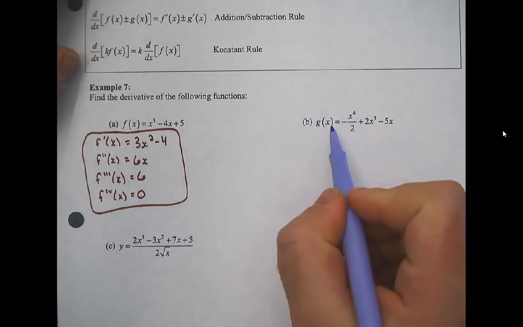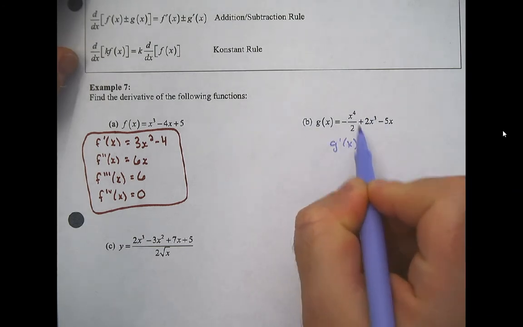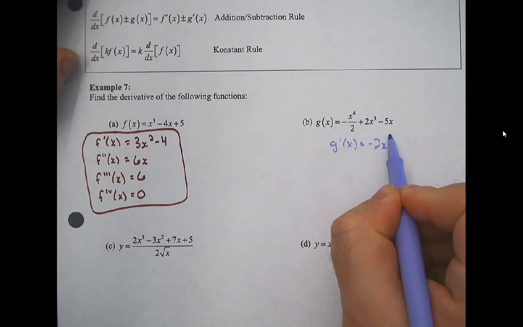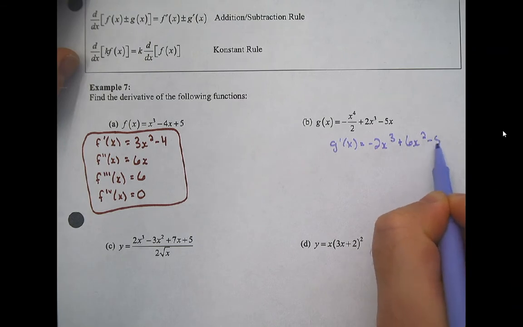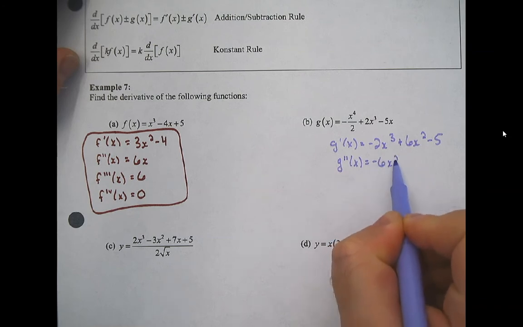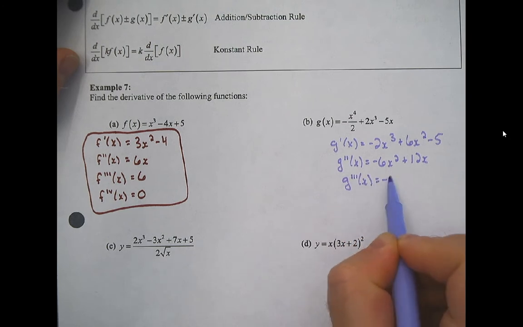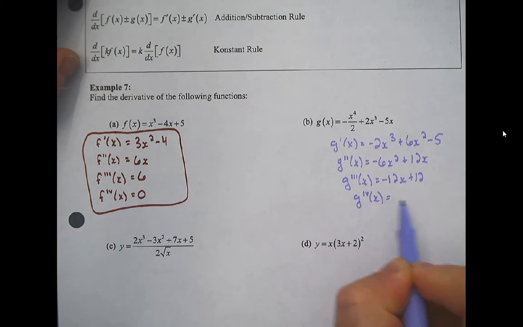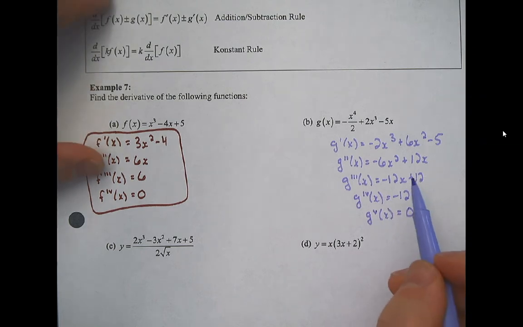All right, let's see how you did. I don't need to do a rewrite at all, so I can just start deriving. g prime of x would equal, the 4 comes down in front, gets divided, so I would get negative 2x to the third. Multiply, that would be 6x squared minus 5. I can go again. g double prime of x is equal to negative 6x squared plus 12x. Triple prime would be negative 12x plus 12. The fourth prime would be negative 12, and then the fifth prime would finally be 0.